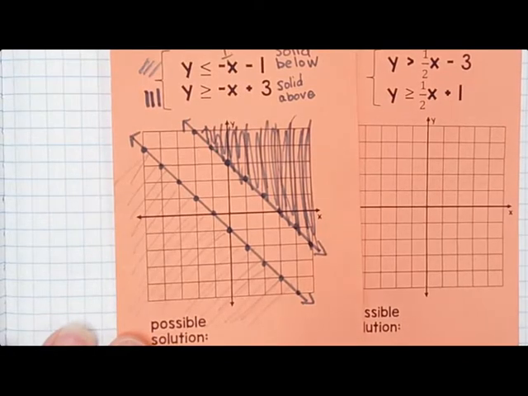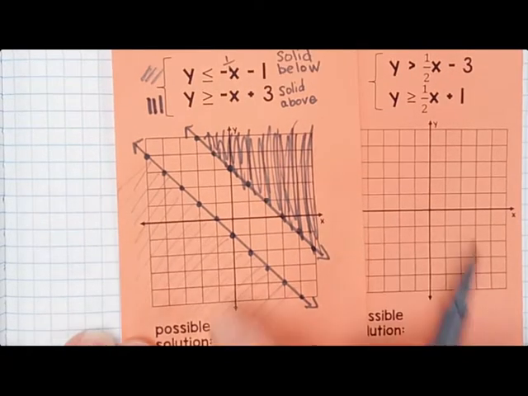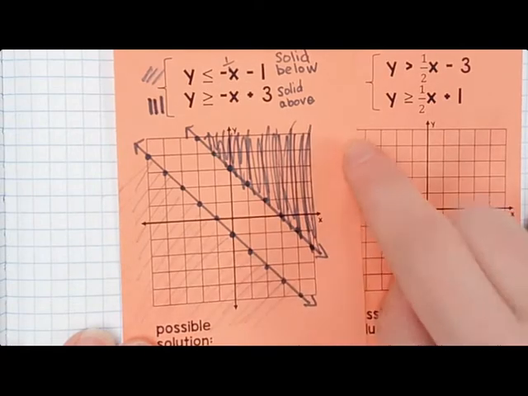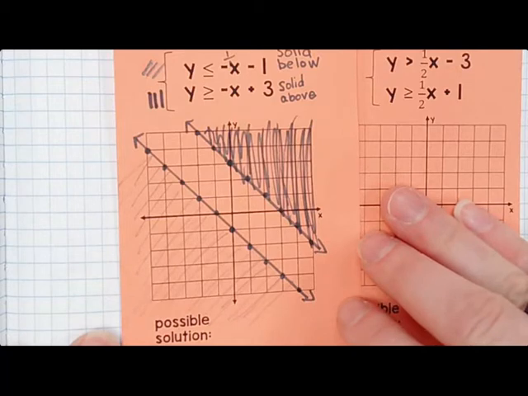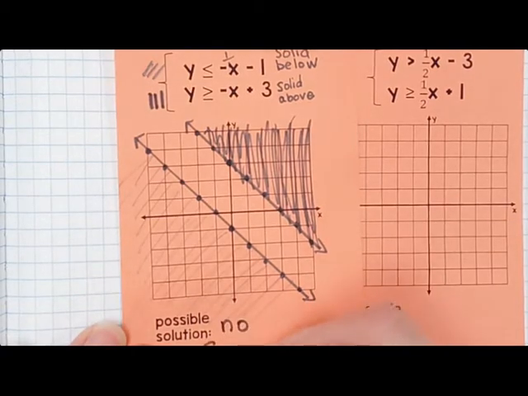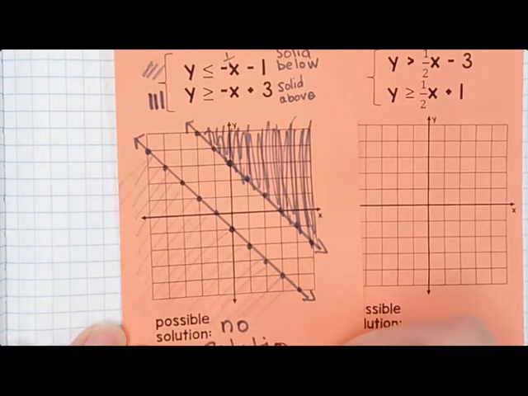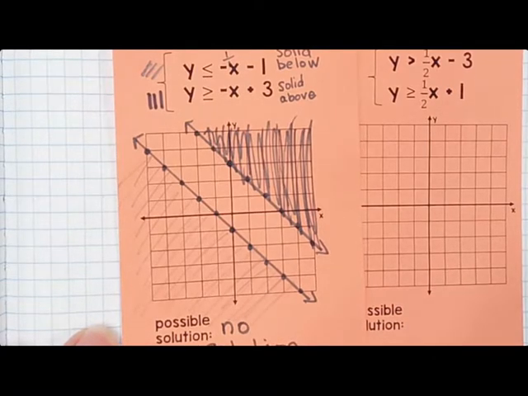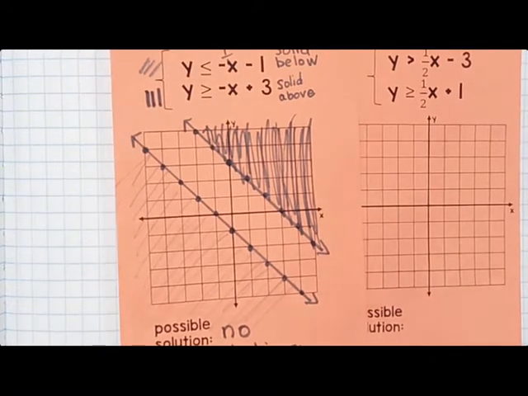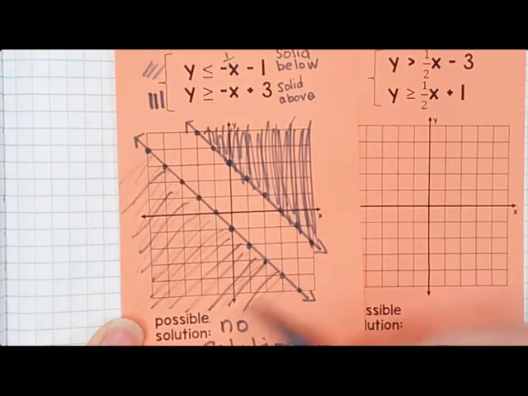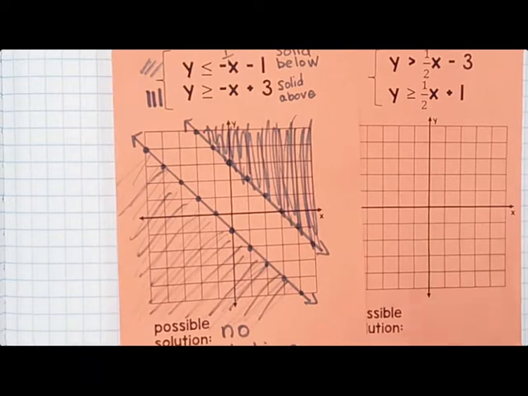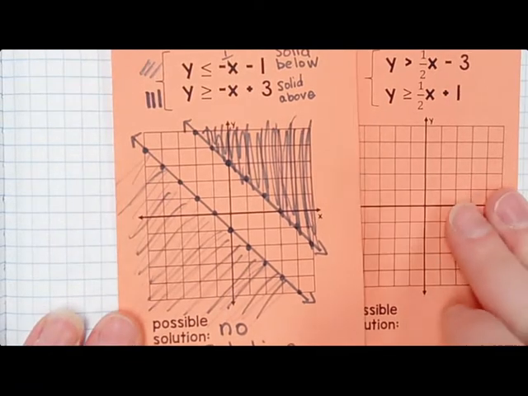What do you notice about these two lines? They're parallel and they don't overlap. So do we have any solutions? Is there any double shading at all? No, so it's no solution. Because remember, it's a system of inequalities. It must be where it's double shaded, where it's shaded over the top of the other. And this is not. So no solution if they're parallel.